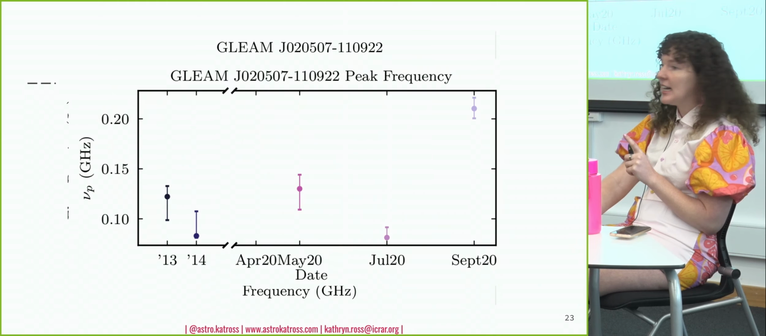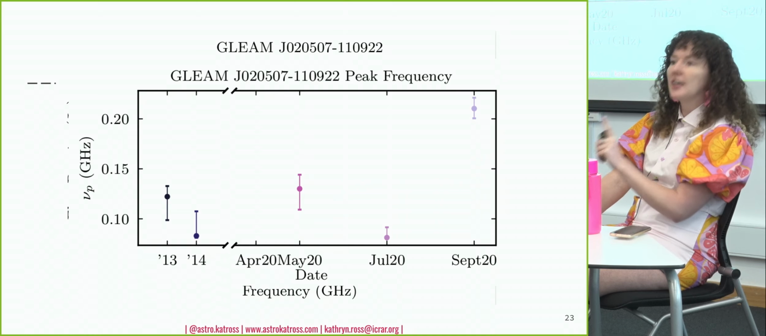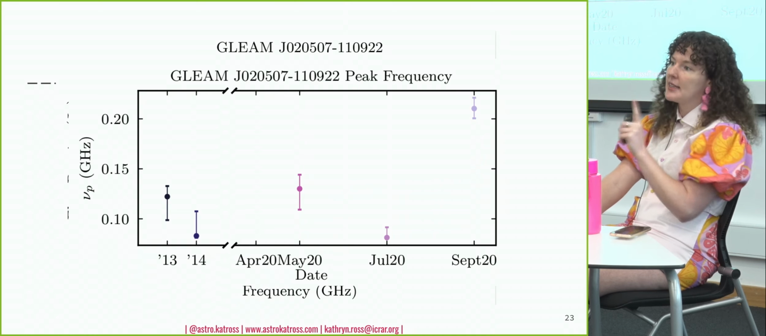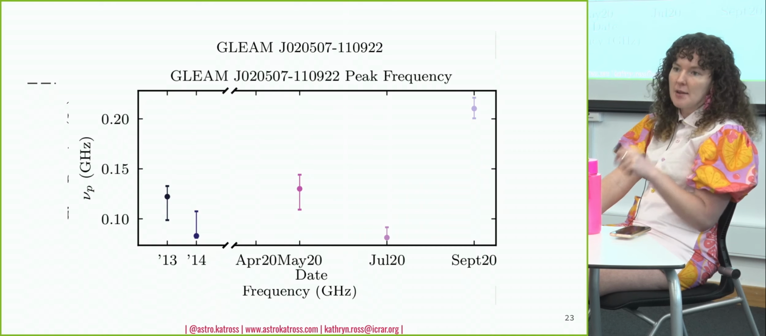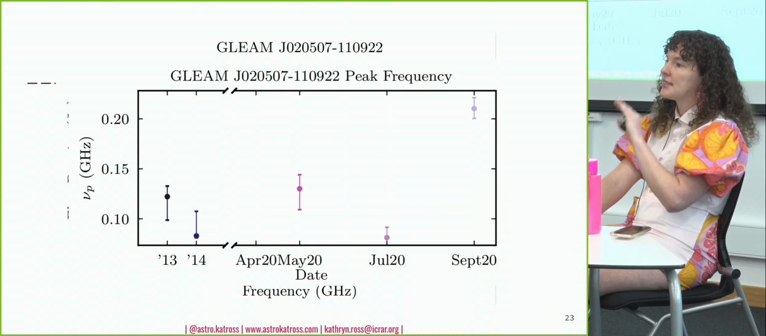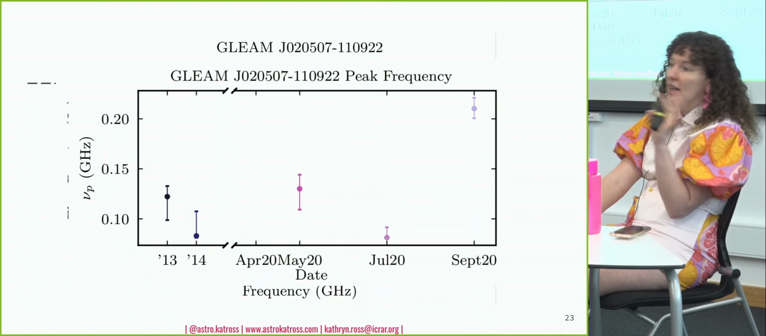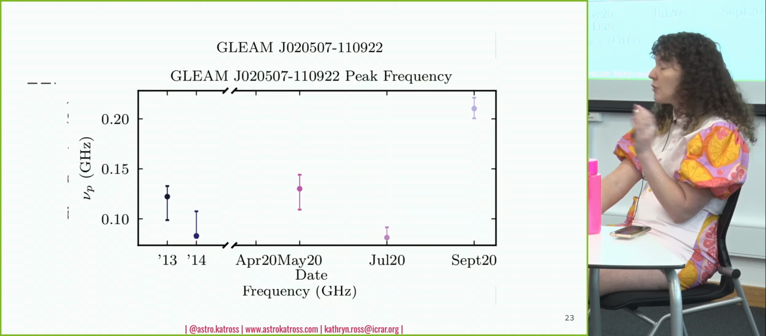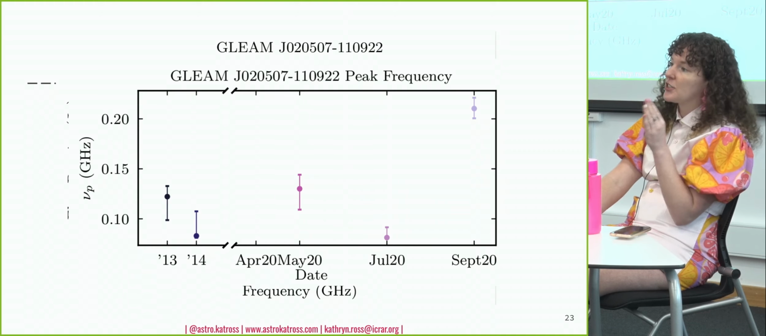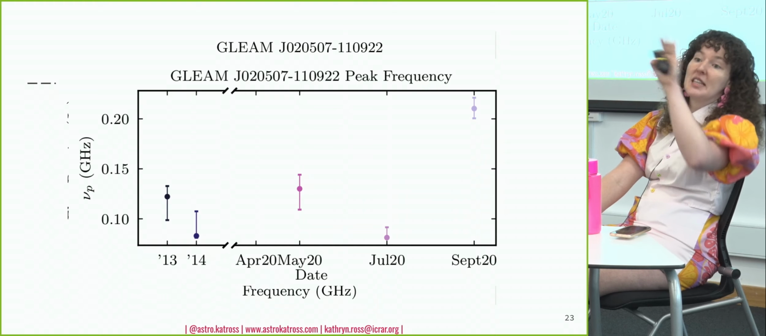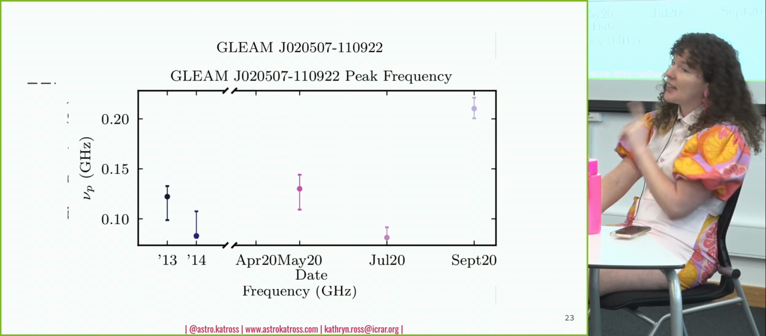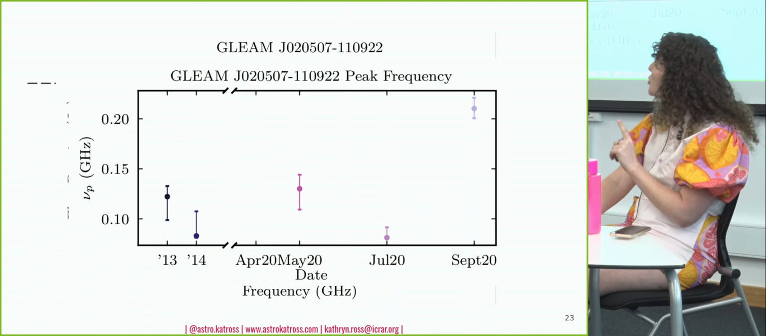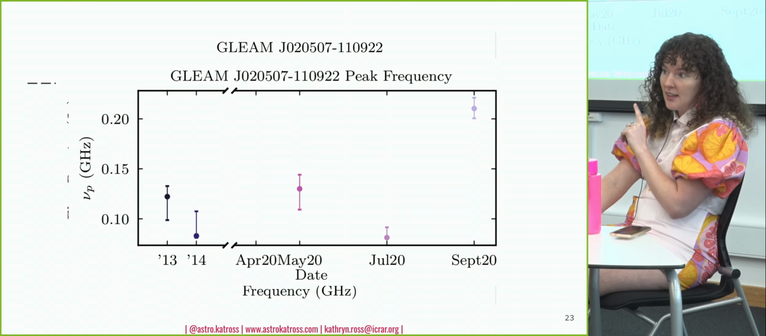And the cool thing here is we can measure the actual peak frequency. So where its peak is in each of those observations, that's one of the great benefits of the MWA and GLEAM in particular, that it samples such a broad range of frequencies, it has such a great spectral coverage that we can actually measure that curvature within the band of MWA. And seeing this peak frequency, particularly in that last epoch, go to higher frequencies is weird.